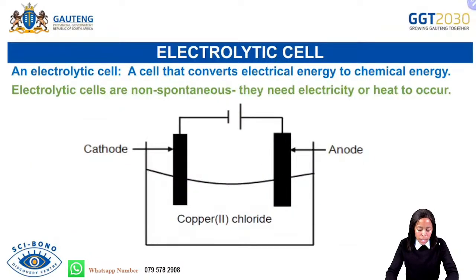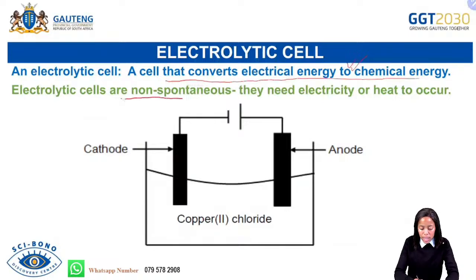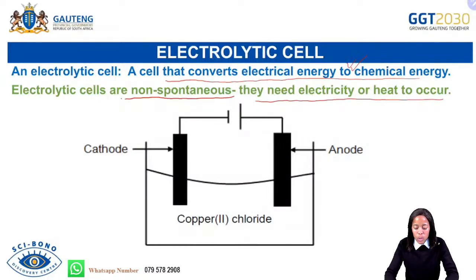So electrolytic cell, it says it is a cell that converts what? That converts electrical energy to chemical energy. Okay, so remember, this is a definition. And when it comes to definition, remember that we are going to define according to the examination guidelines. Now it says electrolytic cells are what? They are non-spontaneous. So if we say that they are non-spontaneous, it therefore means that they need electricity, or they will need heat to occur there.